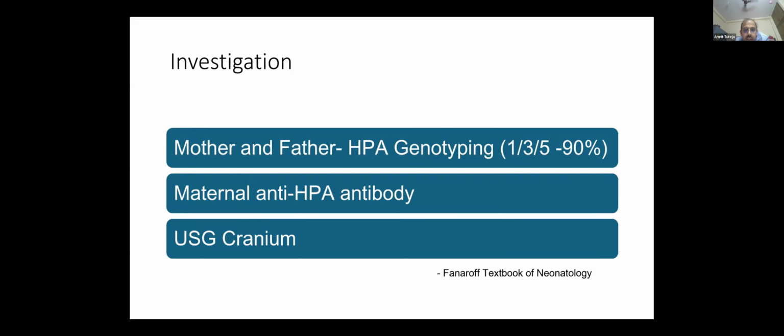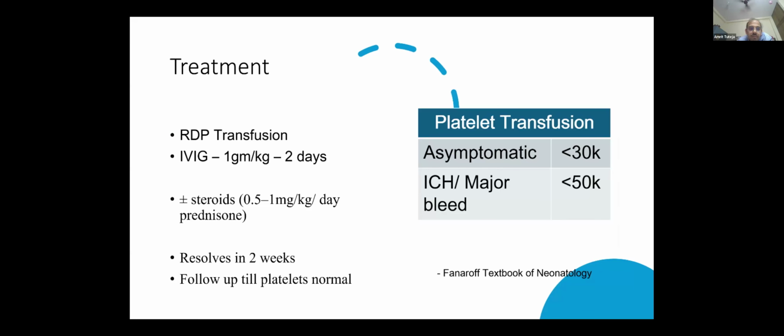In the mother, we can do anti-HPA antibody testing, and in the baby, an ultrasound of the cranium should be done to rule out bleeding. The platelet cutoff for NAIT is 30,000, and if there is a major bleed or intracranial bleed, then we have to maintain at least a 50,000 cutoff. IVIG dose is 1 gram per kg for 2 days.